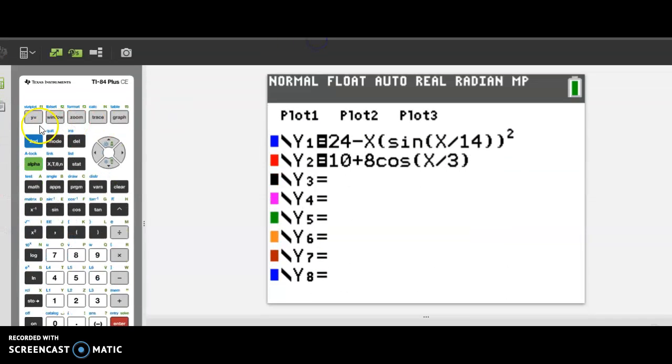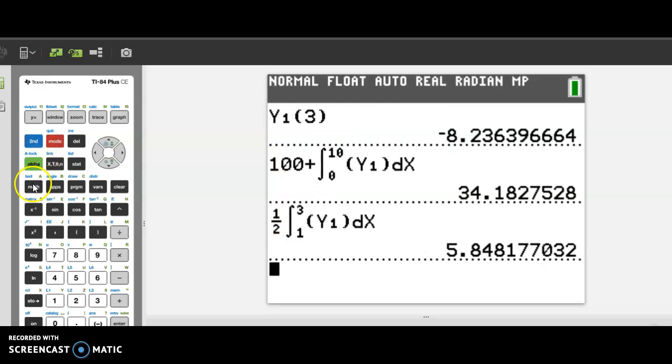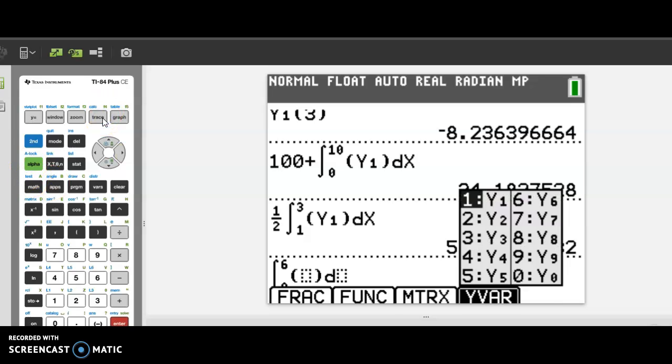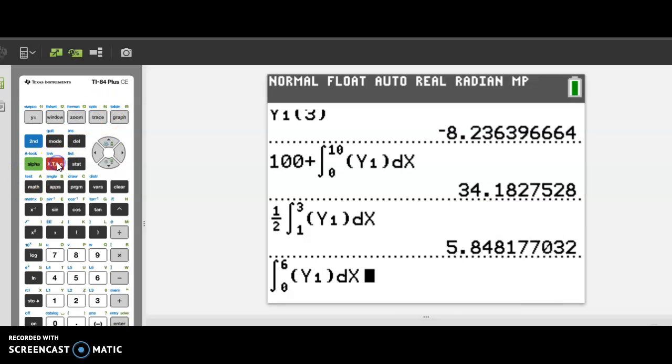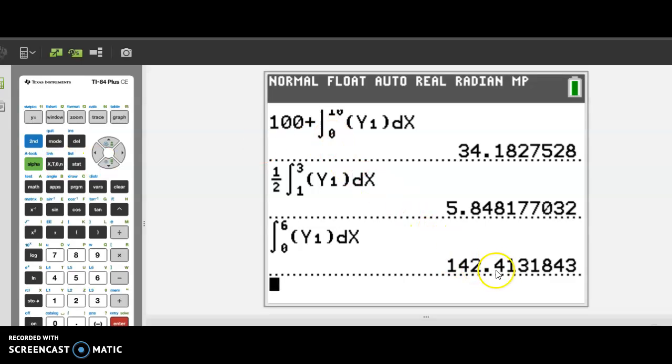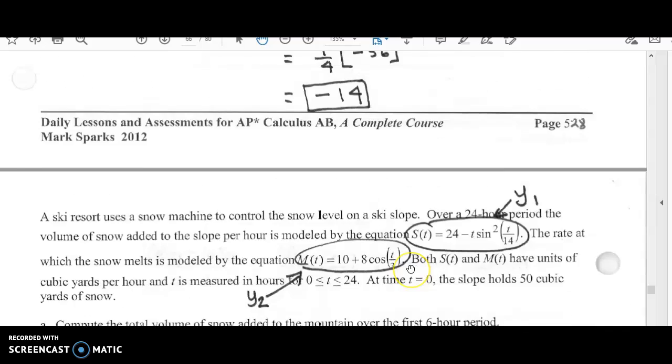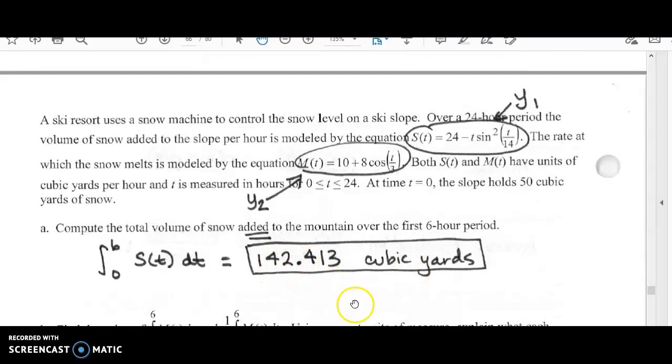There we go. So back in my home screen, I can just hit math for my ninth option from 0 to 6 and alpha trace to grab that equation, in terms of x. It looks like 142.413 cubic yards. That's exactly what they got.